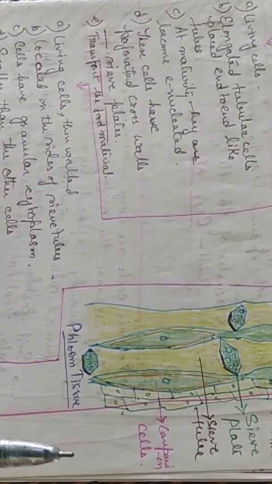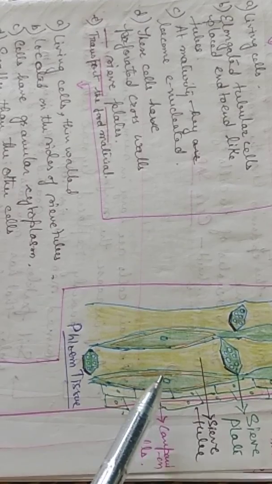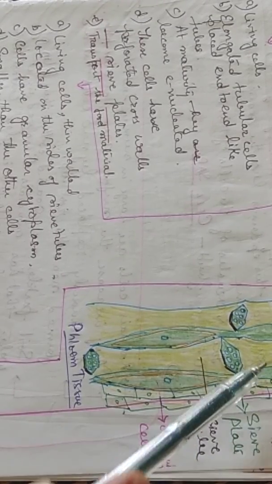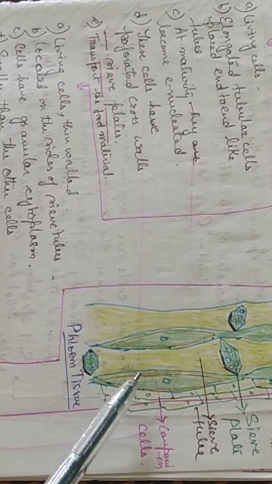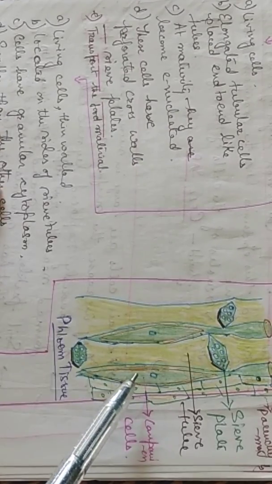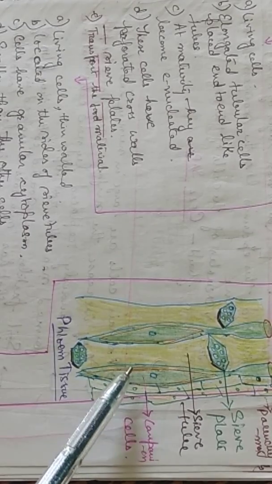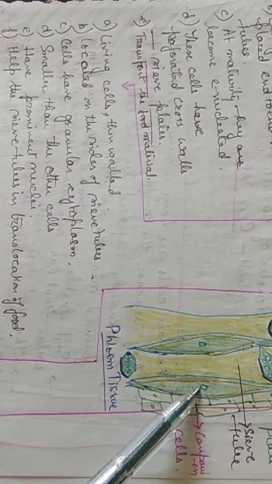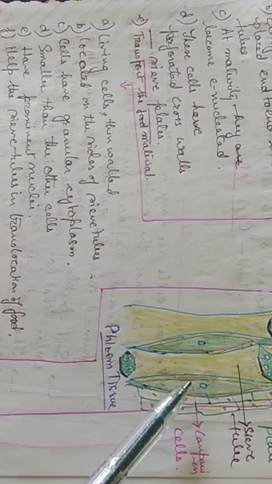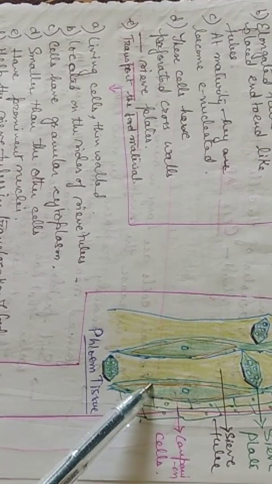Then the second type of cell is companion cells. These cells are also living cells, but they are thin-walled. These are the companion cells which lie just adjacent to the sieve tube cells. They are located at the sides of the sieve tubes, and they have granular cytoplasm because they are living. They are smaller than the other cells. They have prominent nuclei, and they help the sieve tubes to translocate the food.